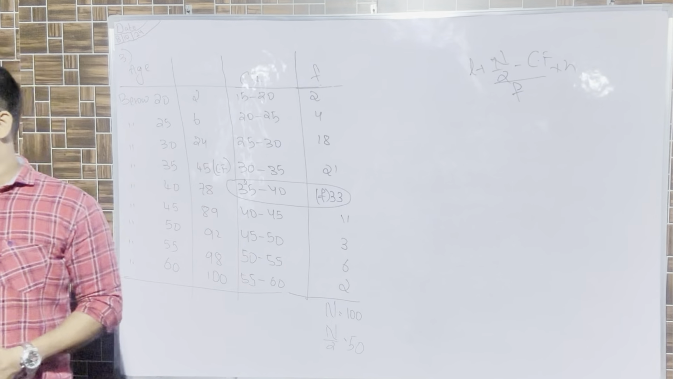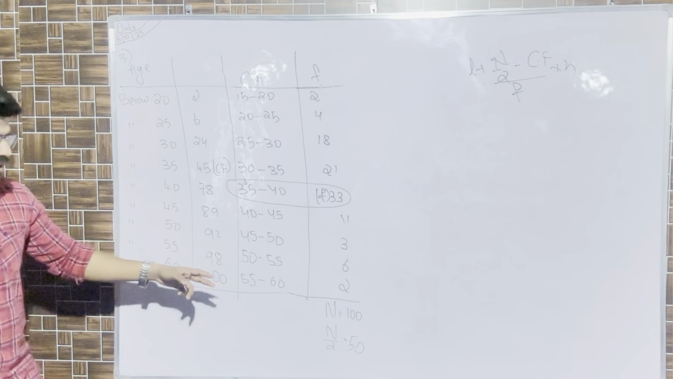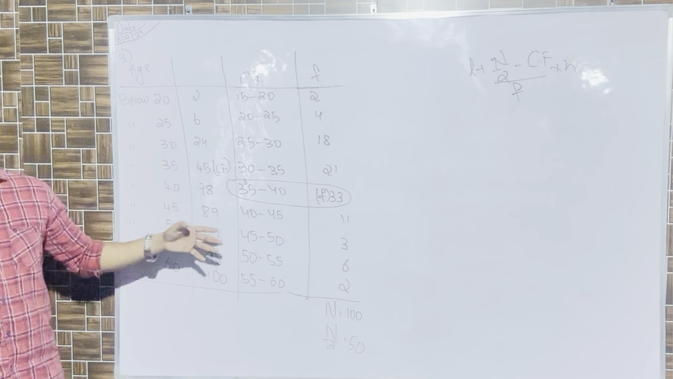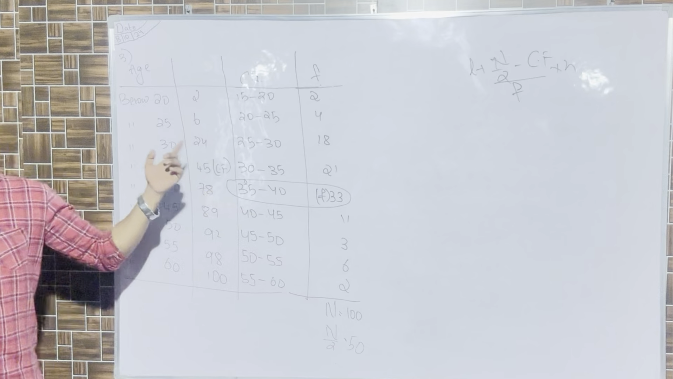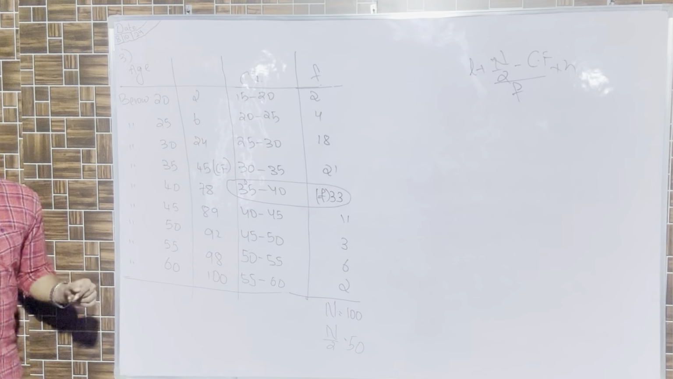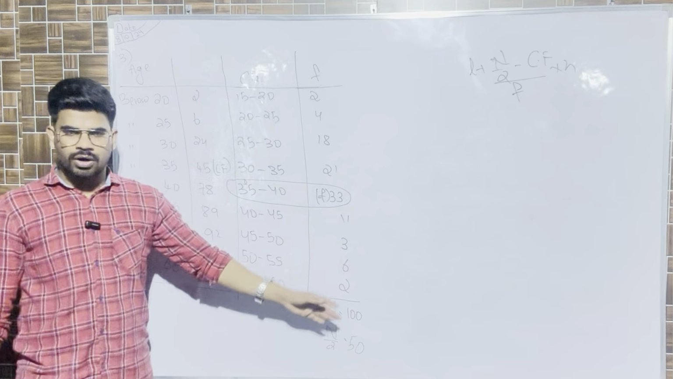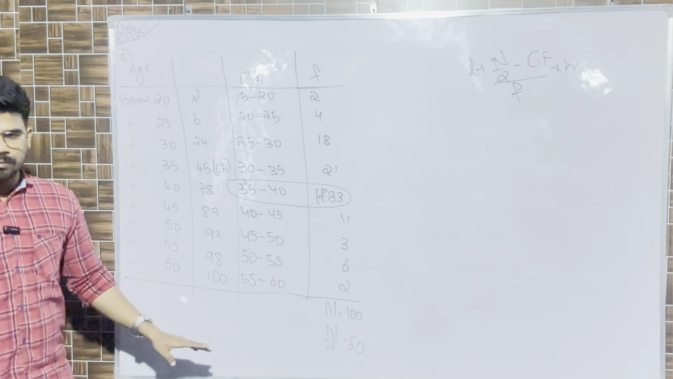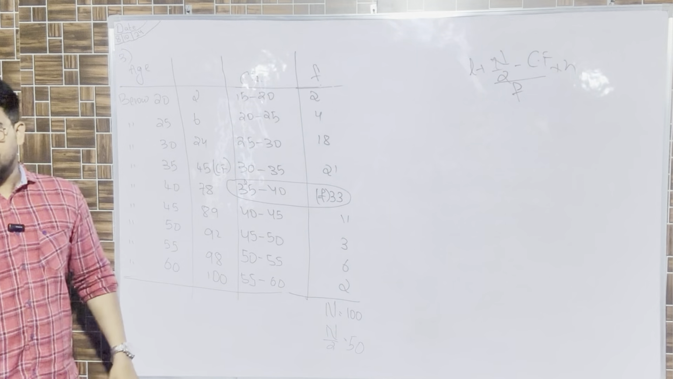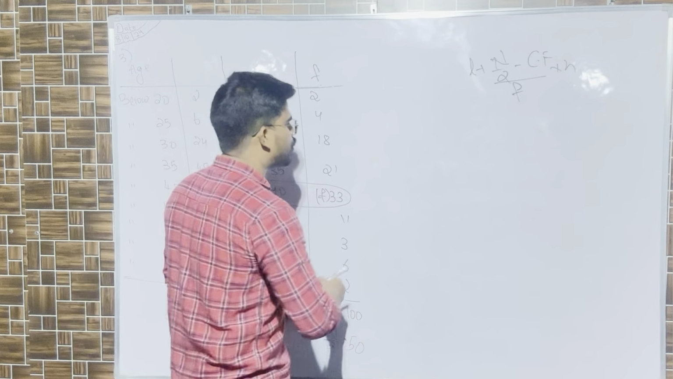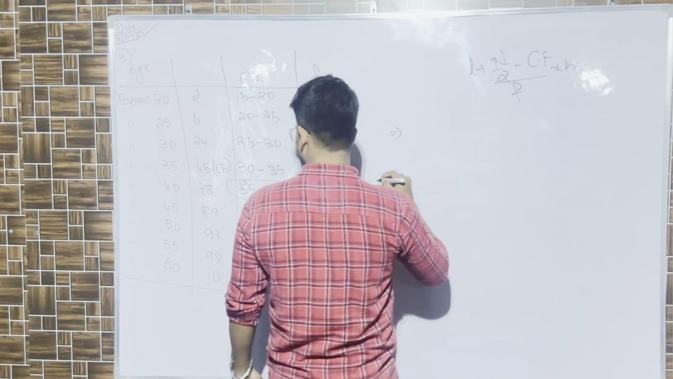If cumulative frequency is given, CF will be found from cumulative frequency and n by 2 will be checked in the cumulative frequency column. Thereby we will encircle a row and find the values of L and F. F will come from the frequency column, CF will come from the cumulative frequency column, and L will come from the class interval. We have all the values. Let us substitute it over here. What is the value of L?